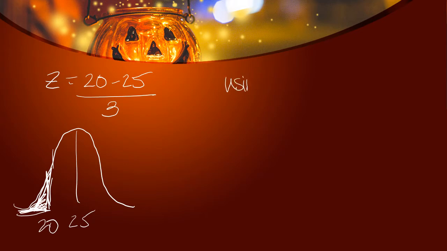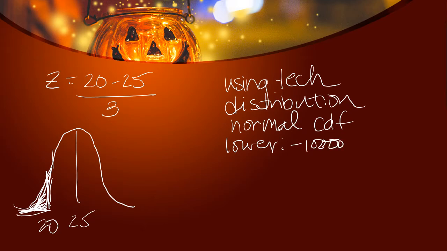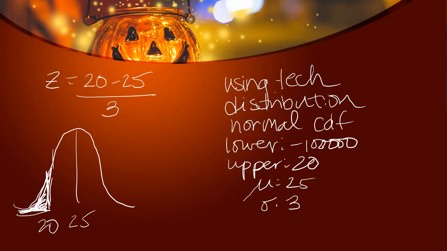So I actually need to say, using TeX, I did a distribution, and for my distribution, I did a normalcdf, and I said my lower was some negative and a bunch of zeros, and my upper was 20. My mu was 25, and my standard deviation was 3, and then I need to say the percentile that I got for this was 0.048. So that is me showing all of my work.